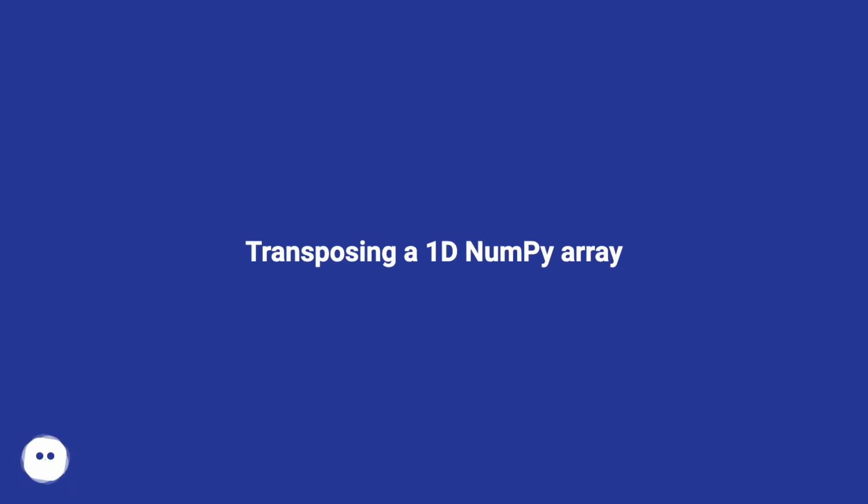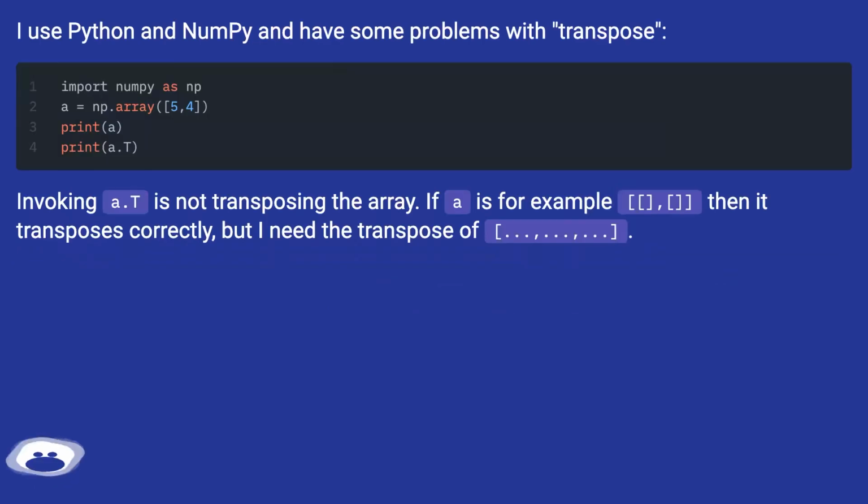Transposing a 1D NumPy array. I use Python and NumPy and have some problems with transpose. Invoking a .T is not transposing the array. If it is, for example, a 2D array, then it transposes correctly, but I need the transpose of a 1D array.